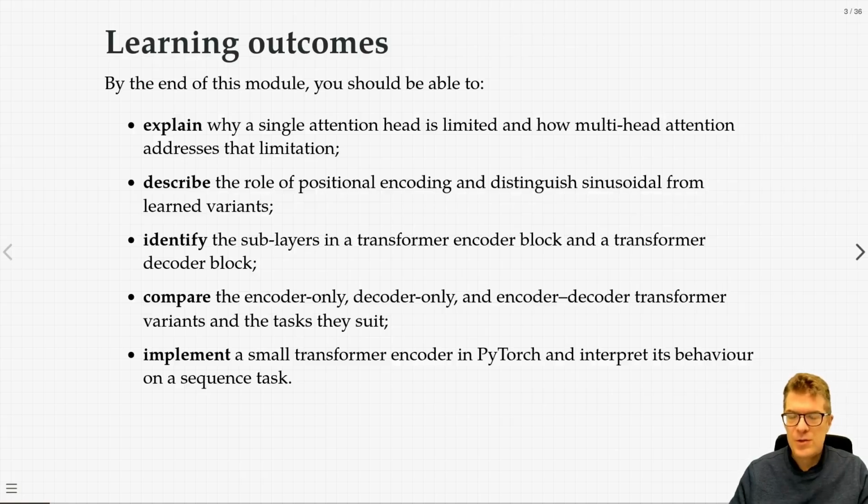about in the previous module, is limited and how multi-head attention addresses that limitation. You'll be able to describe the role of positional encoding and distinguish sinusoidal from learned variants. At least you'll know that there's a difference.